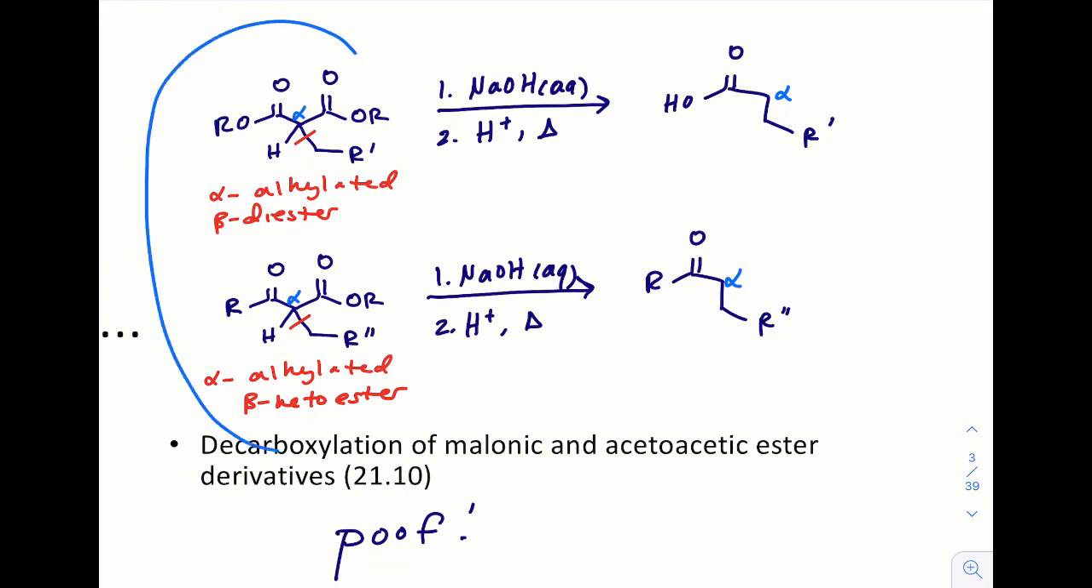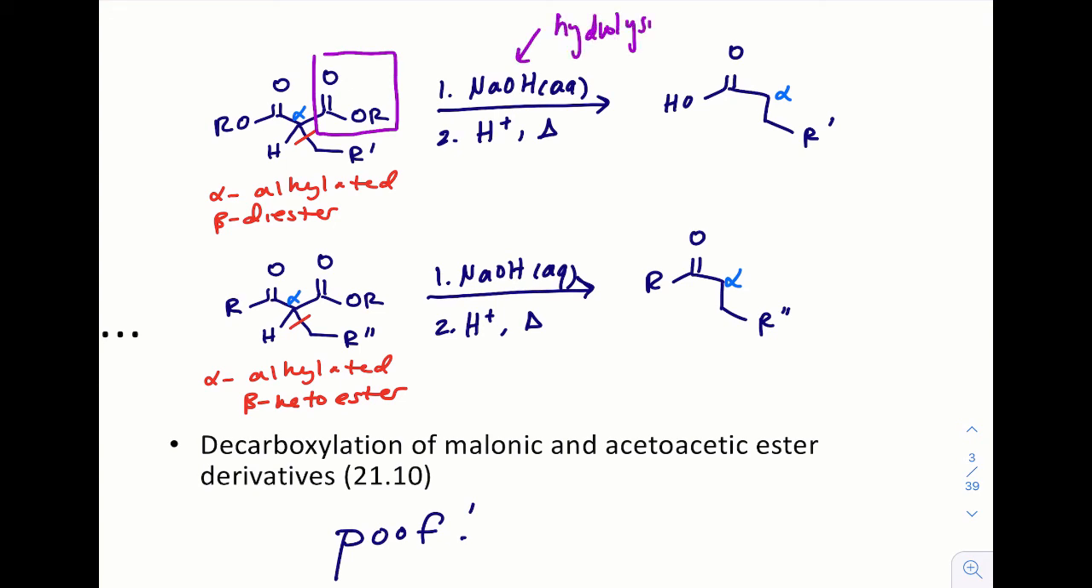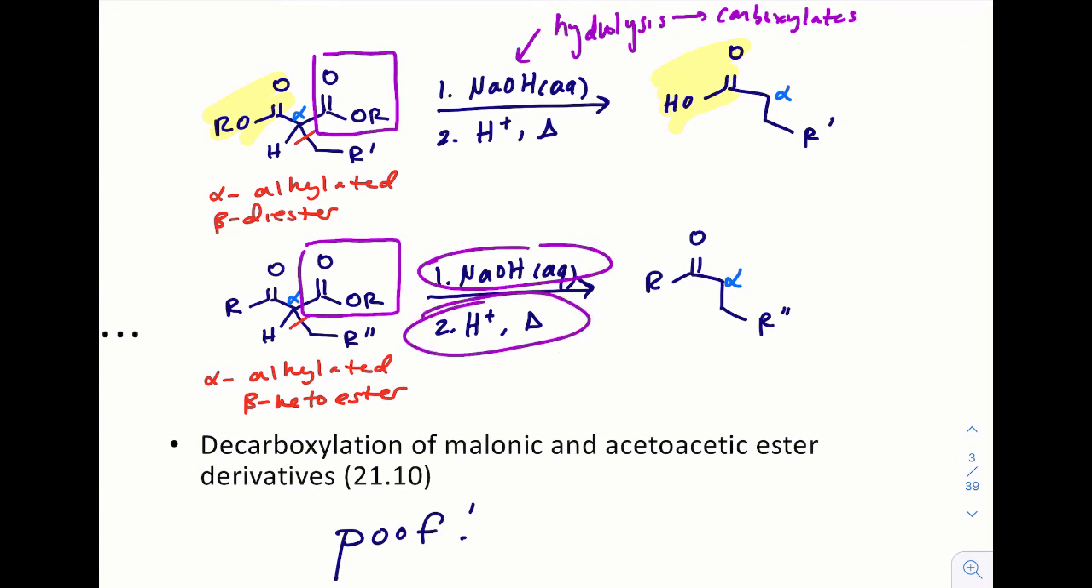Finally, the products of these alpha-alkylations can be decarboxylated to remove one of the ester groups. So in the case of the diester, in this first step, both of the esters are hydrolyzed to generate the carboxylates. They're both protonated in the second step to form the carboxylic acids, but only one of them leaves. So the other one, the one that doesn't leave, is left as the carboxylic acid after the decarboxylation. In the case of the beta-ketoester, the ester group is converted to a carboxylate in step 1, back to the acid in step 2, and then decarboxylated with the heat.